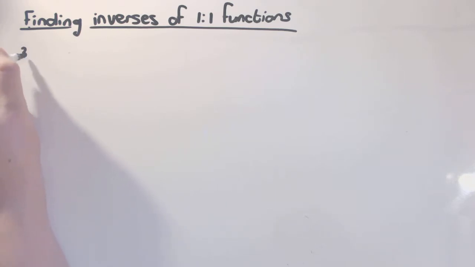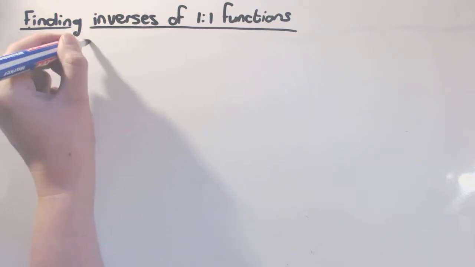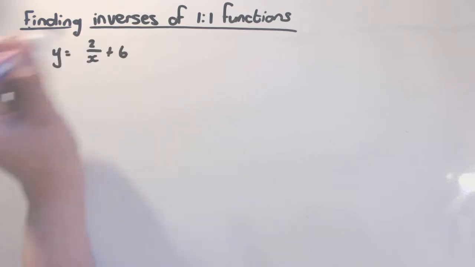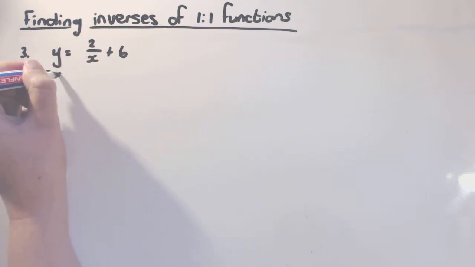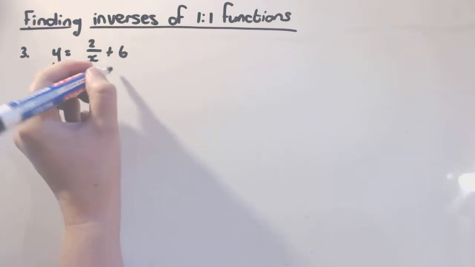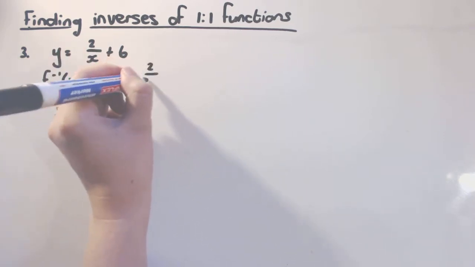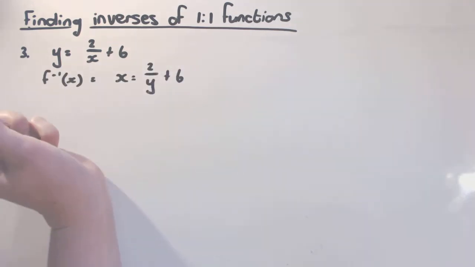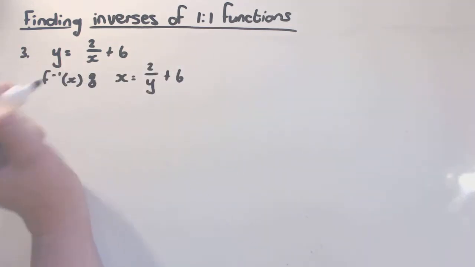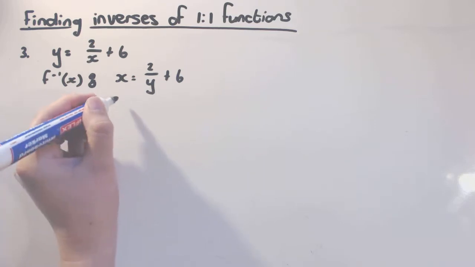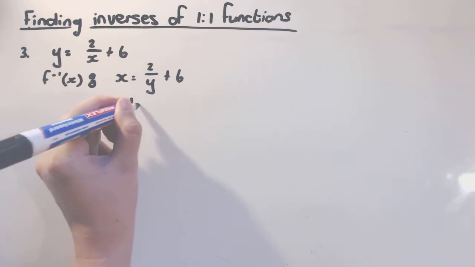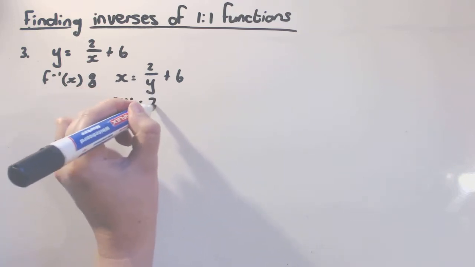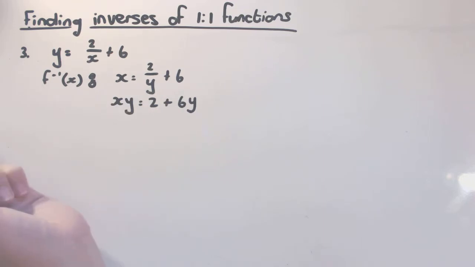Let's look at some other examples. So say for instance I've got y is equal to 2 over x plus 6 for my function. Then the inverse of this function will be x is equal to 2 over y plus 6. And then let's multiply with y throughout. So I've got xy is equal to 2 plus 6y.